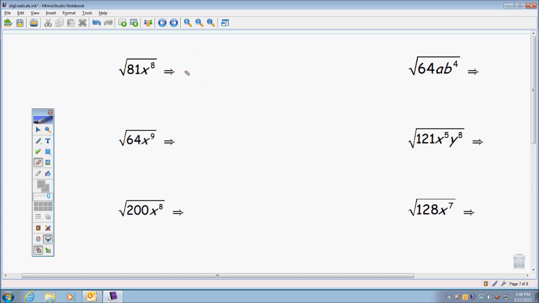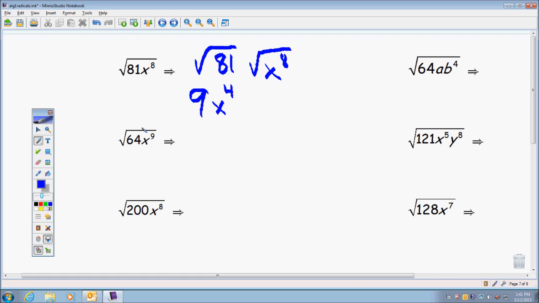Okay, radical 81. I know, I'm excited. Radical 81 becomes 9. They're all laughing at me. And then the square root of x to the 8th. Remember, it's even, so just pull it out. That becomes half of 8 is 4, so 9x to the 4.